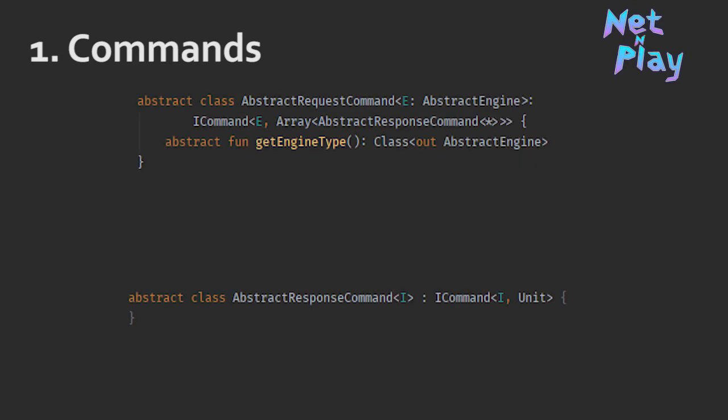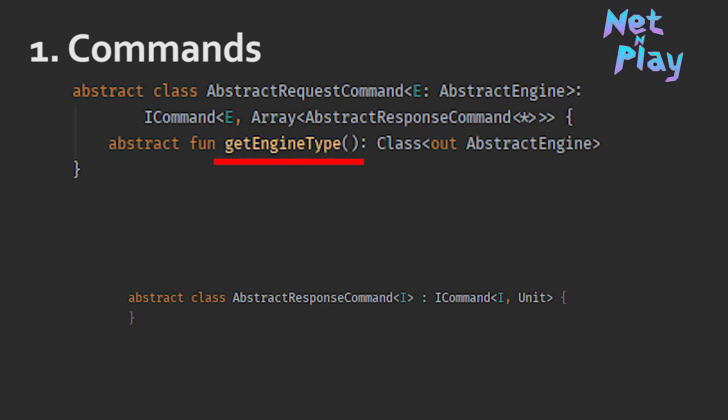There are two types of commands: request command, which the client sends to the server, and response command, which the server sends to the client in return. And the important point is that a request command has one more function. This is one of the protection measures. The server won't execute your command if it returns an engine class that you don't have access to.